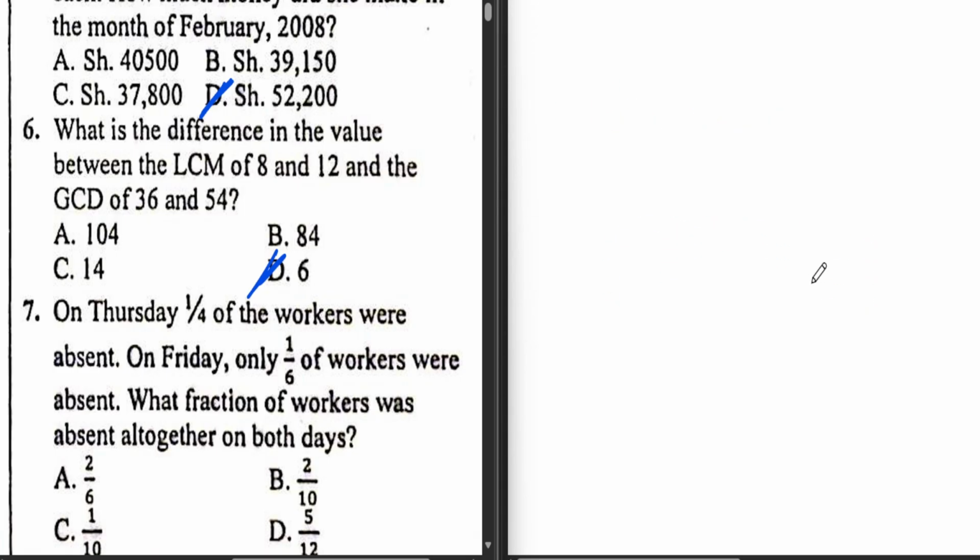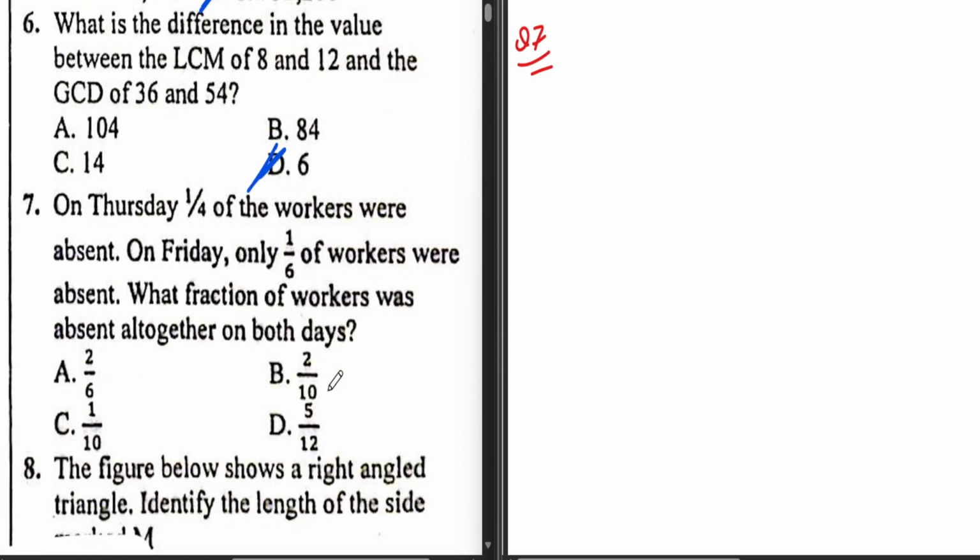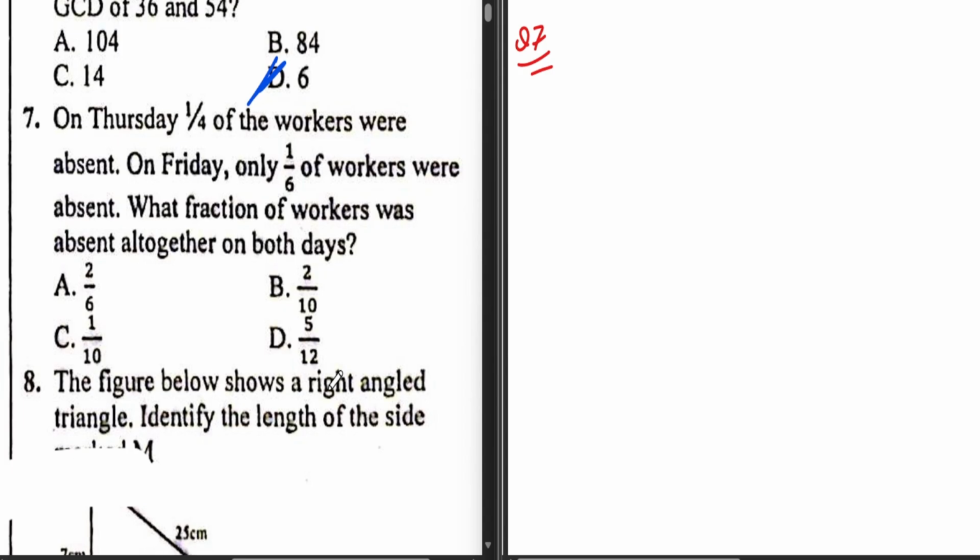Now let's go to question 7. Question 7 is telling you that on Thursday, a quarter of the workers were absent. On Friday, only 1/6 of the workers were absent. And what fraction of workers were absent altogether on both days? So on Thursday, a quarter were absent. On Friday, 1/6 of the workers were absent. So basically, just add them.